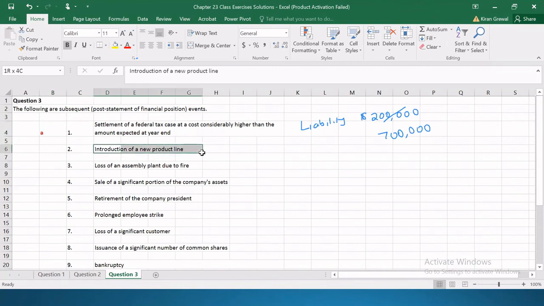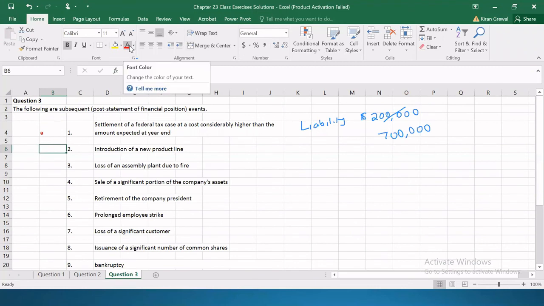Introduction of a new product line. Okay, so soon after year end, there was an introduction of a product line. Do we have to adjust anything from the previous year? Do we have to disclose, or do we do neither? Just nothing to the previous year financial statements. We don't do anything. The new product line has nothing to do with year end. It has everything to do with the new year, so we wouldn't have to do that.